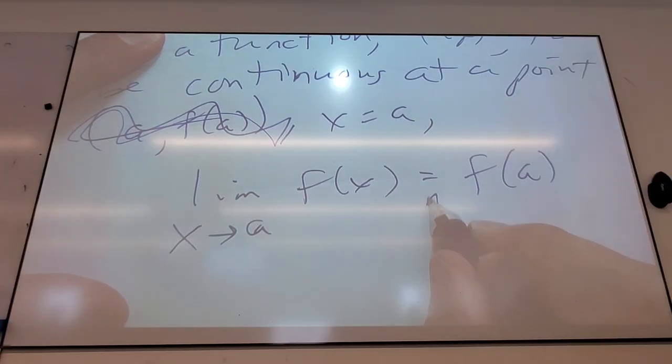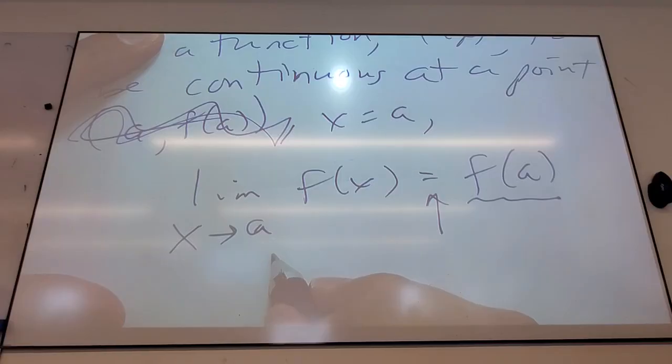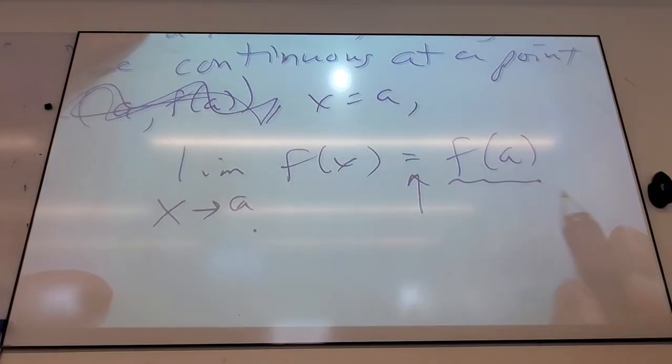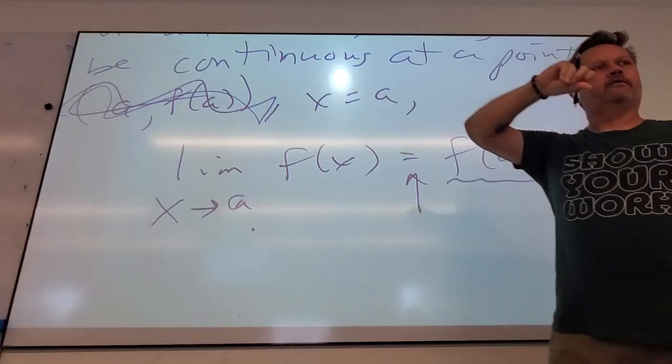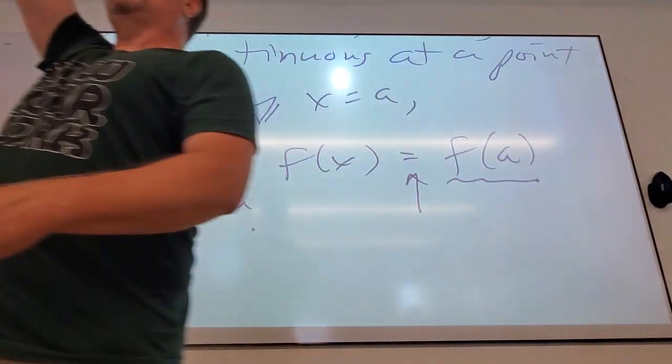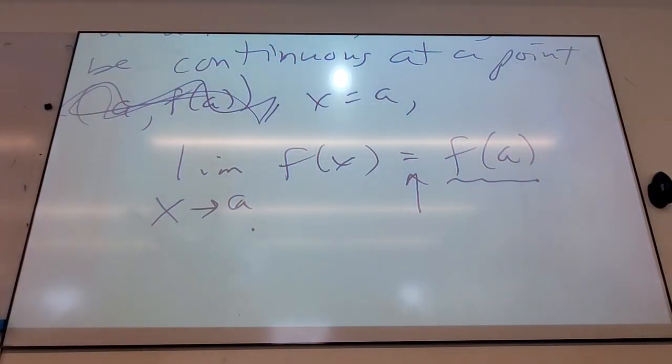So the fact that this equals a number means the limit exists. Obviously f of a is not allowed to be infinite; f of a's got to be finite. The fact that the limit is a number means it exists, and the fact that the number it equals is the function evaluated there means that everything agrees and it can go right through it. Let me stop for a minute.